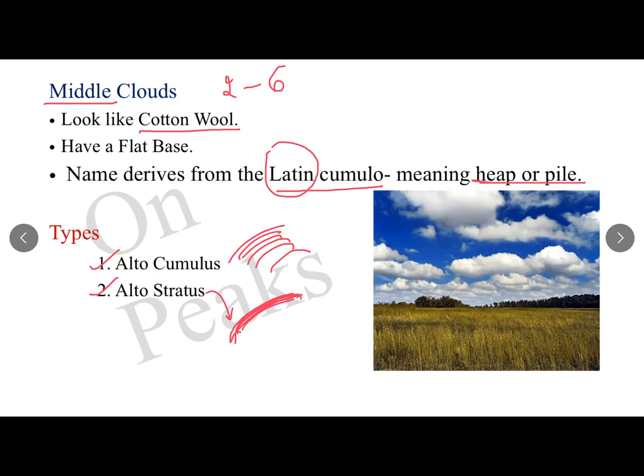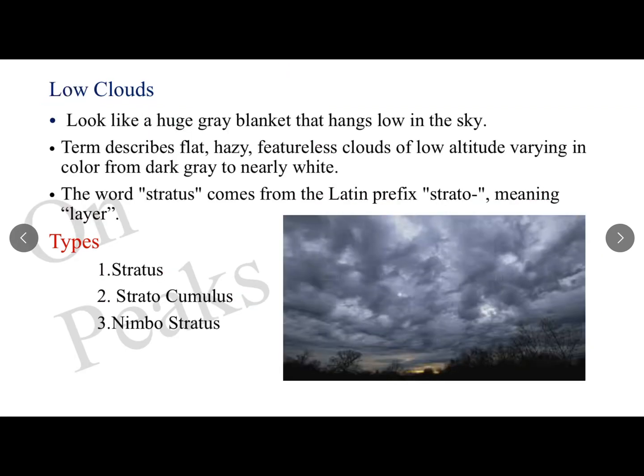Now coming to the next type of clouds, these are low clouds. Low clouds generally look like a huge grey blanket hanging from the sky. These are very dense and look like a blanket.